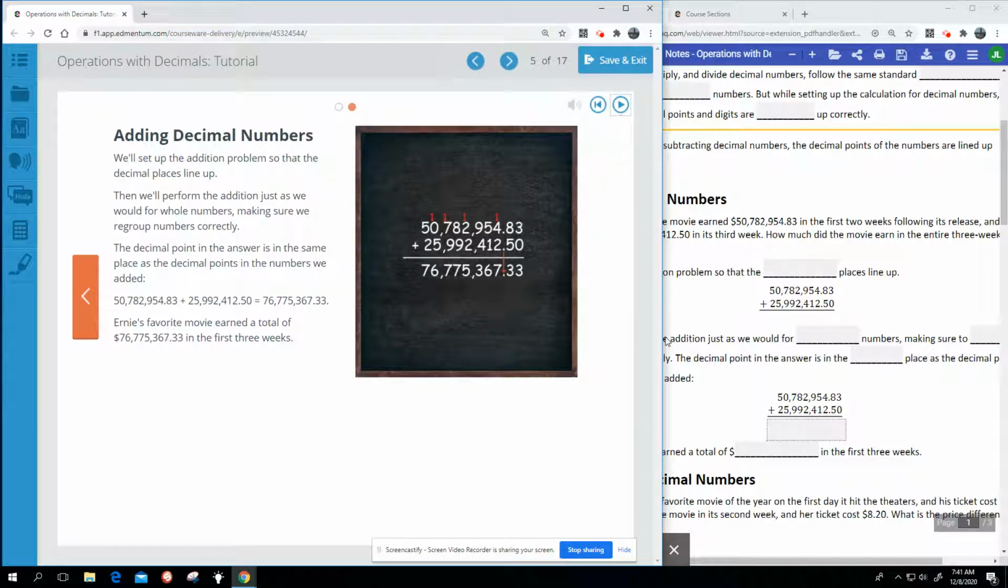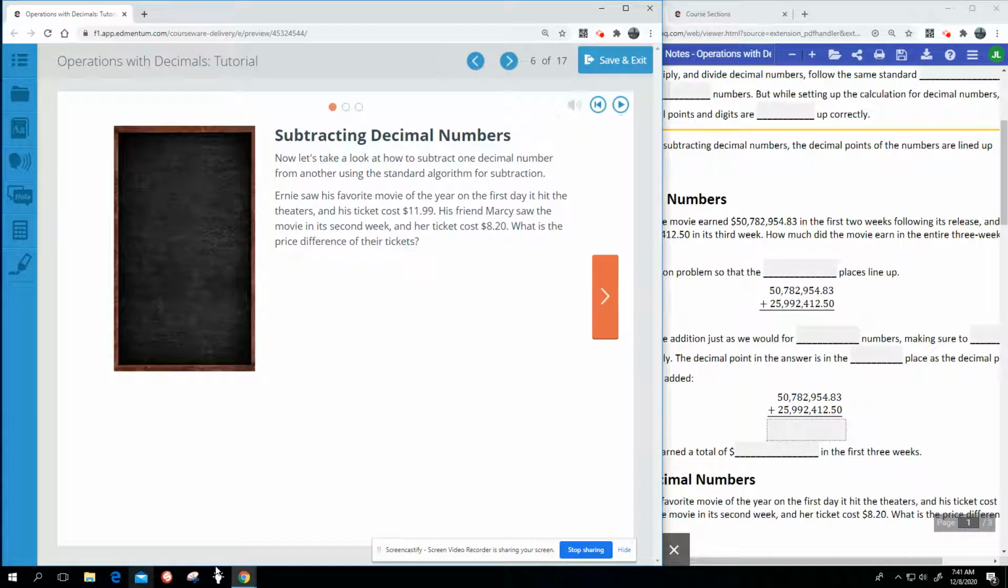Subtracting decimal numbers. Now let's take a look at how to subtract one decimal number from another using the standard algorithm for subtraction. Ernie saw his favorite movie of the year on the first day it hit the theaters, and his ticket cost $11.99. His friend Marcy saw the movie in its second week, and her ticket cost $8.20. What is the price difference of their tickets?